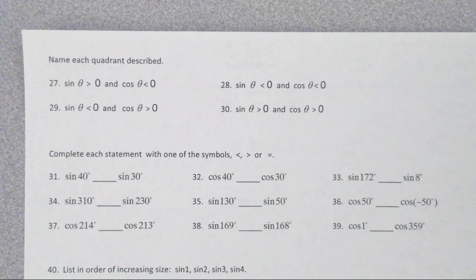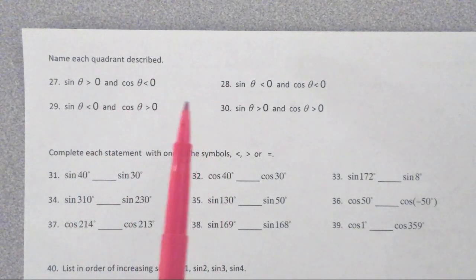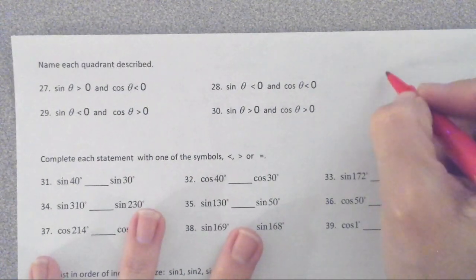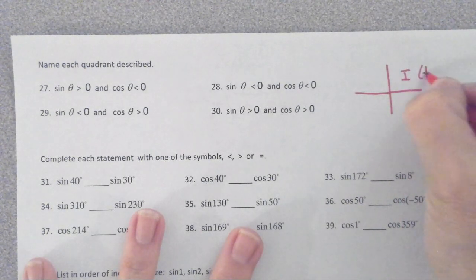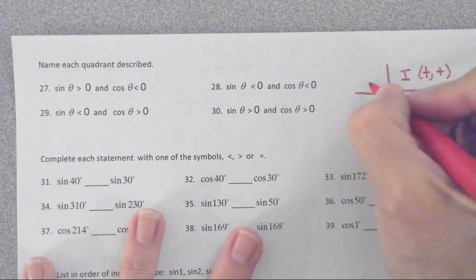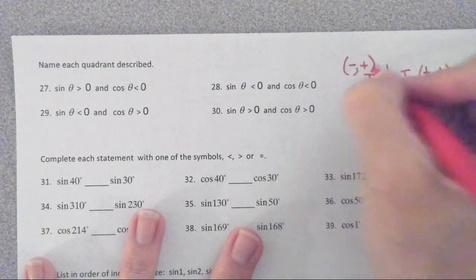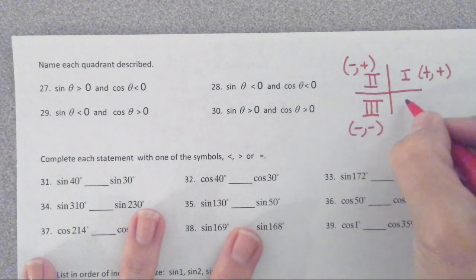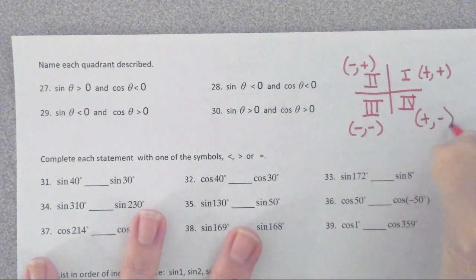All right. On the back, 27 through 30, we're playing the quadrant game, and I'm trying to figure out which quadrant each of these situations describes. So let's review our quadrants one more time. Quadrant 1, everything is positive, positive. Quadrant 2, negative, positive. Quadrant 3, negative, negative. Quadrant 4, positive, negative.